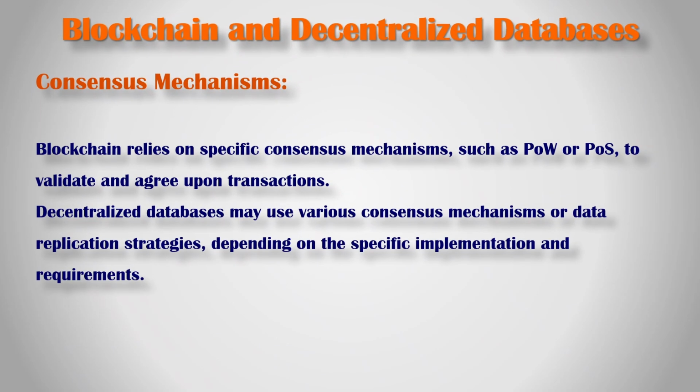Consensus mechanisms. Blockchain relies on specific consensus mechanisms, such as POW or POS, to validate and agree upon transactions. Decentralized databases may use various consensus mechanisms or data replication strategies, depending on the specific implementation and requirements.